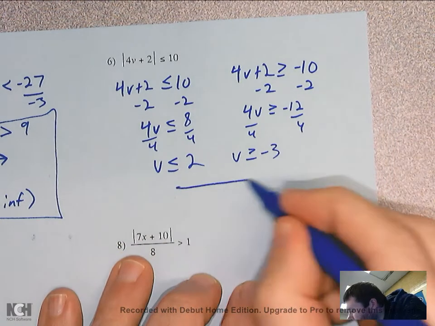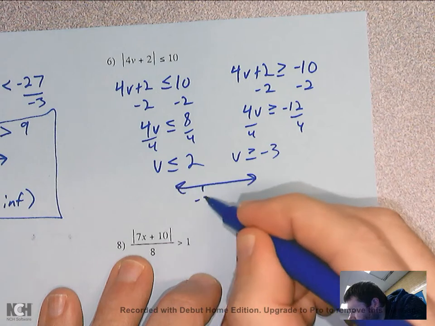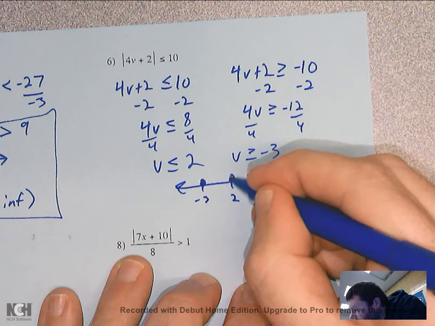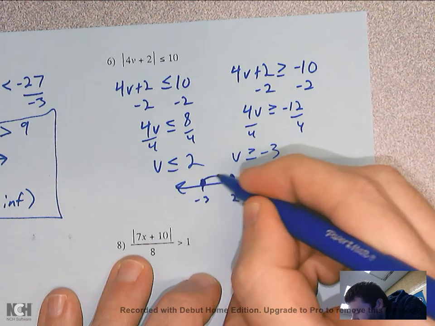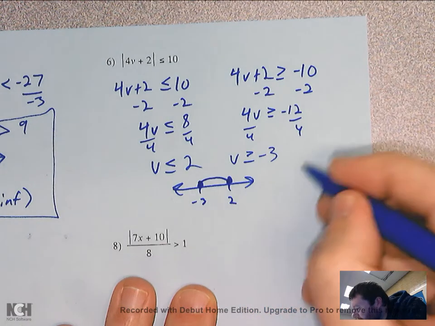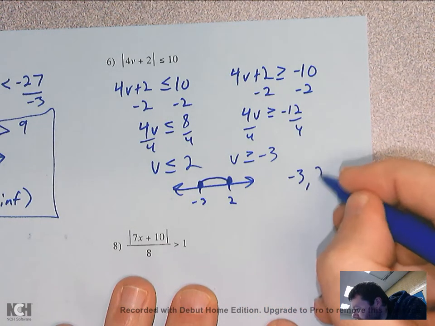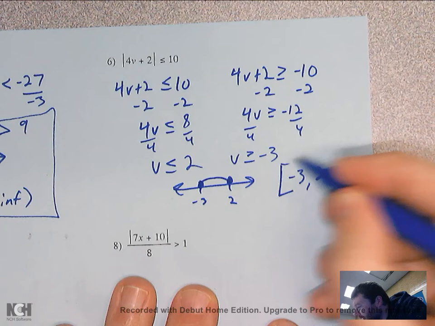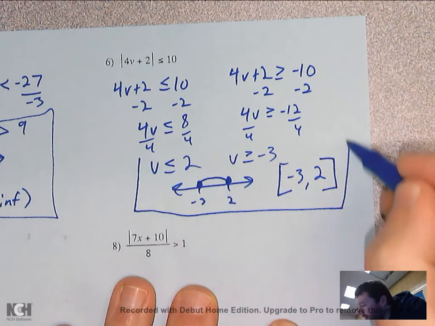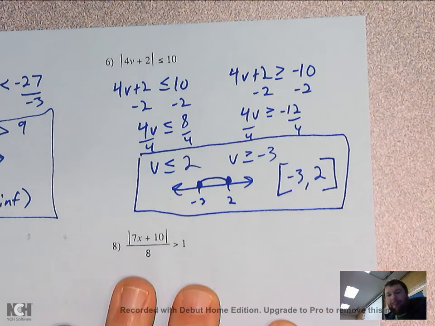So then we would graph it. Negative 3 comes first. These are both going to be closed circles. Greater than negative 3, less than 2, they're going to meet in the middle. And then the interval notation would be negative 3 and 2. That's the least number, right? 2 is the greatest number, and they'd both be in brackets because of the closed circles. Okay?